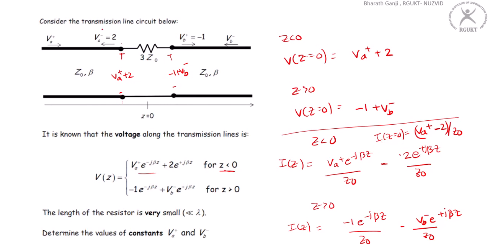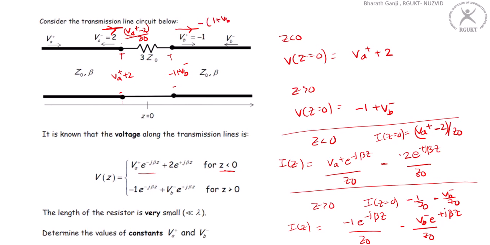So I can say that into this port I can assume that a current is going of Va plus minus 2 divided by Z naught. Here you are still saying that this is a forward wave, because you're still looking in the z direction. At this location, what is the current I will have? That is for z less than 0. For z greater than 0, if I put z equal to 0, I get a current of minus 1 by Z naught minus Vb minus by Z naught. So it is minus times of 1 plus Vb minus divided by Z naught is the current.